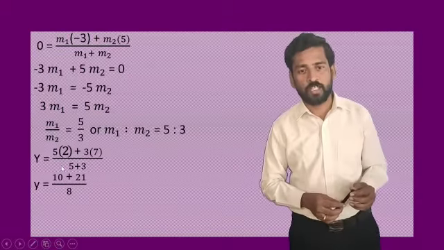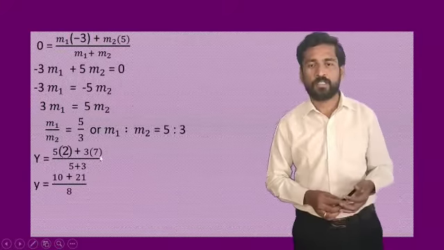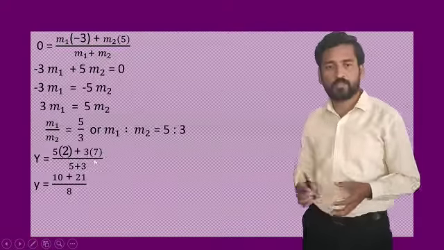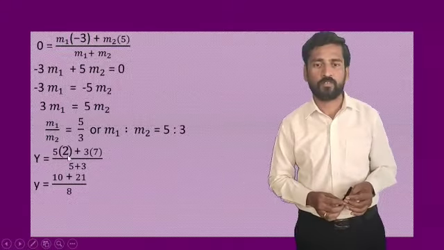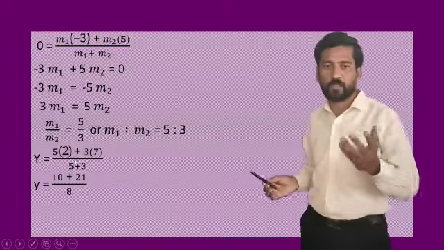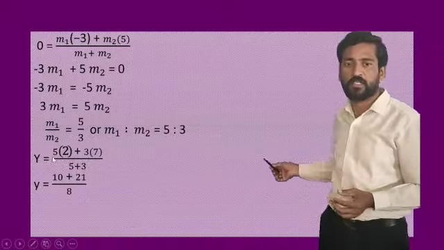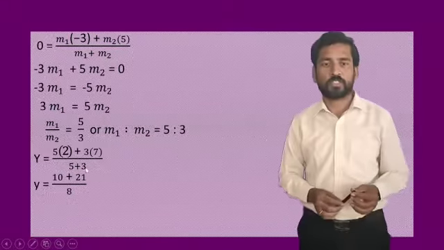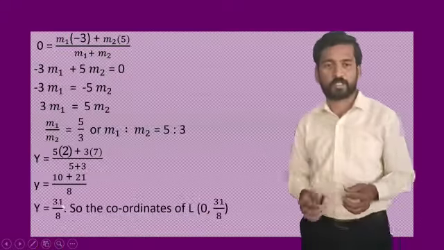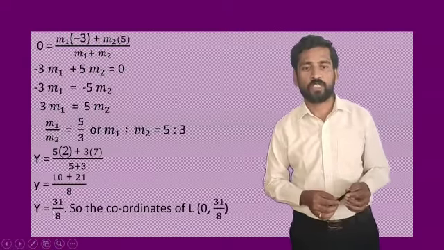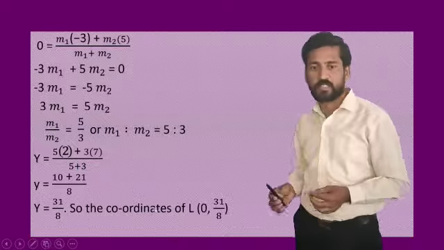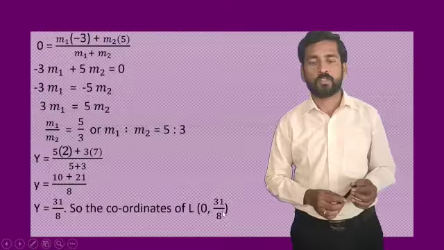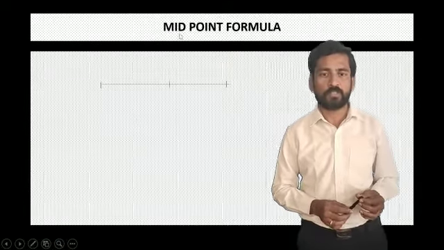Next we have to find out the y value of the point L. So the y coordinates on both left and right are taken. y equals (5 into 2 plus 3 into 7) by (5 plus 3). That means here m1 and m2 values are substituted. You can see 5 is the m1 value, 5 into 2, and m2 value is 3, and m1 plus m2 is 5 plus 3. So y equals (10 plus 21) by 8, that is y equals 31 by 8. So the coordinates of L are (0, 31 by 8).